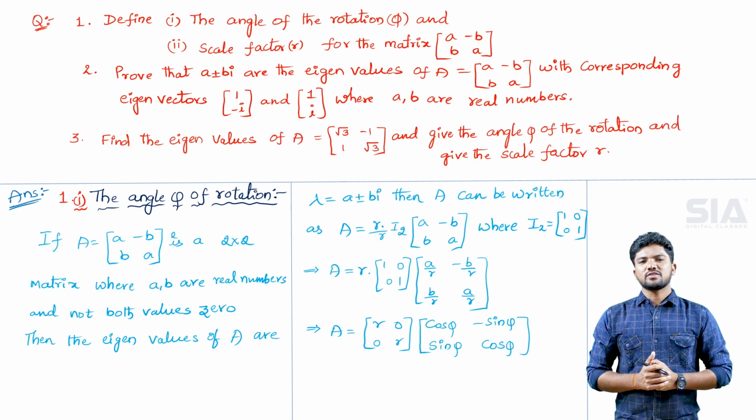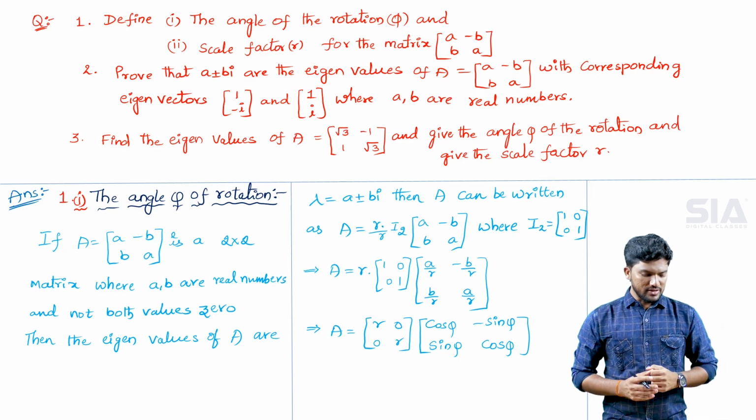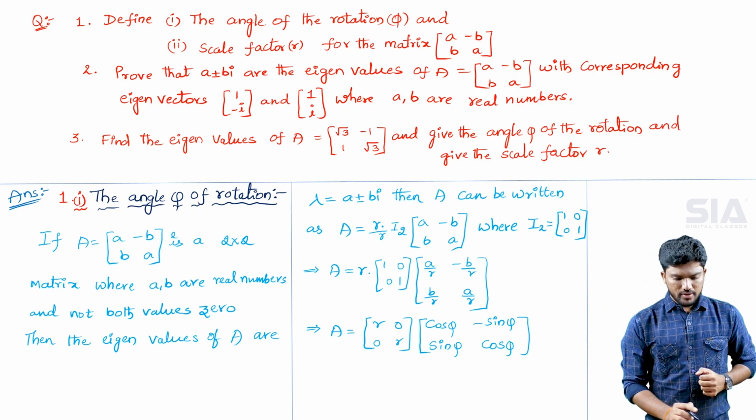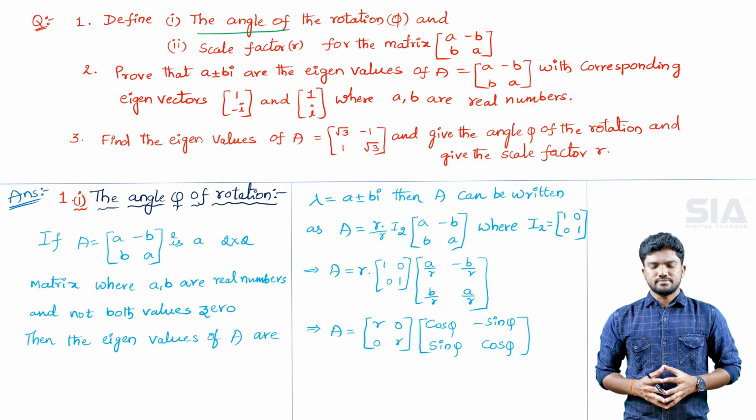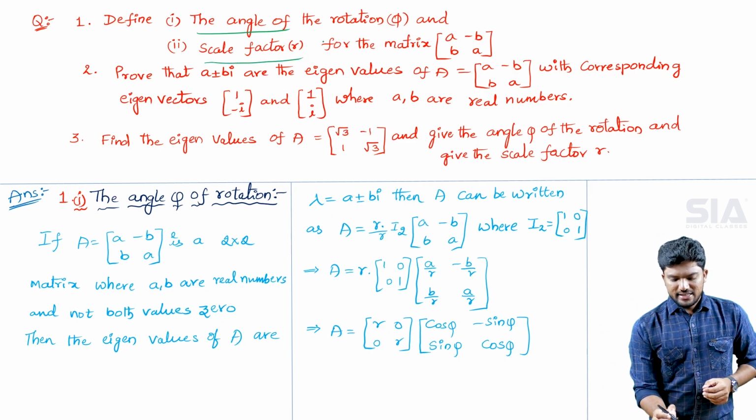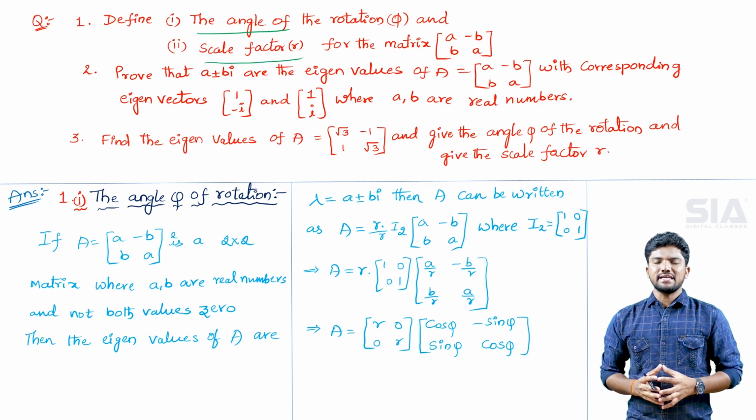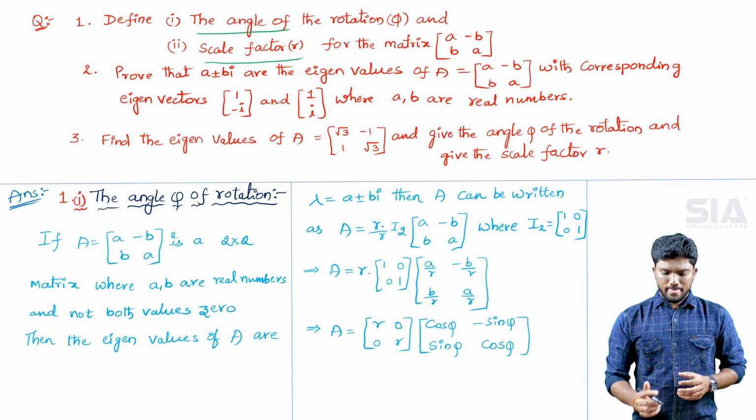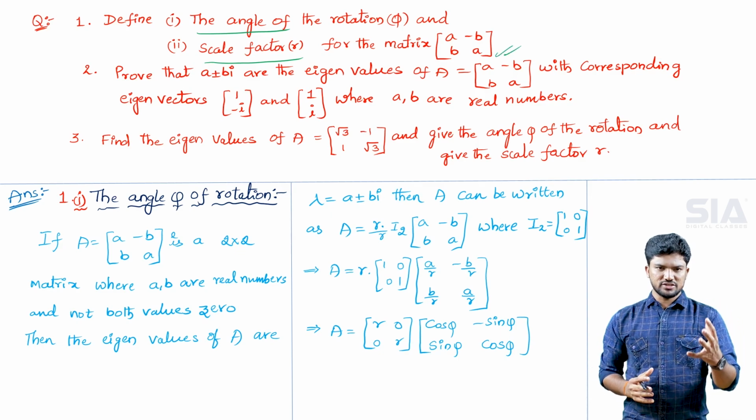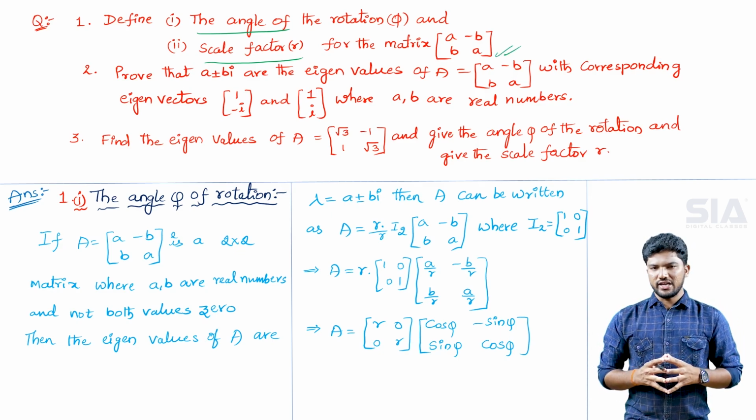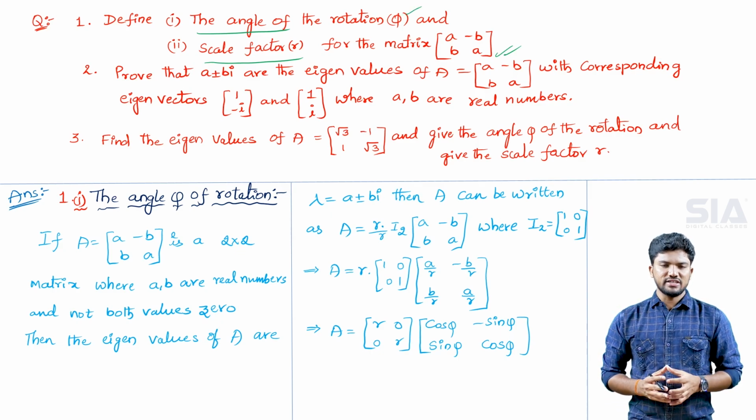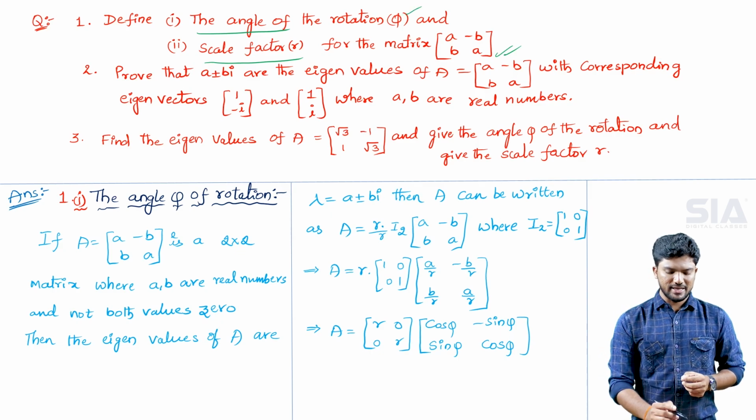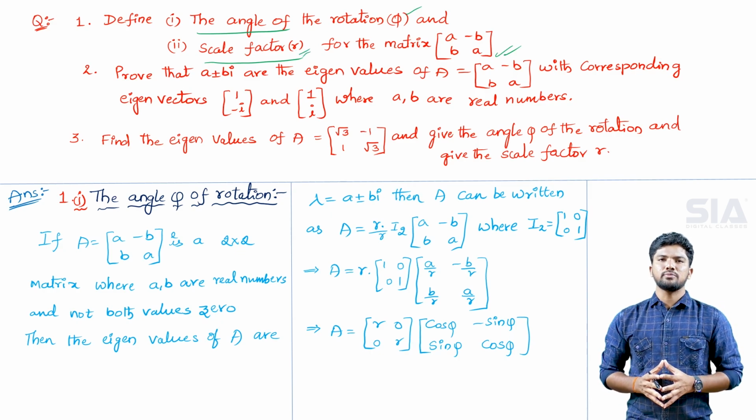So now in this lecture, we are going to discuss one of the important topics from this third unit. First of all, see the question. First question is: define angle of rotation and define scale factor for the matrix A = [a, -b; b, a]. Okay, so this is the first question. For this question, we have to define the angle of rotation. Mathematically, we can denote it by phi. The second definition is scale factor. It is denoted by small r for the 2 by 2 matrices.